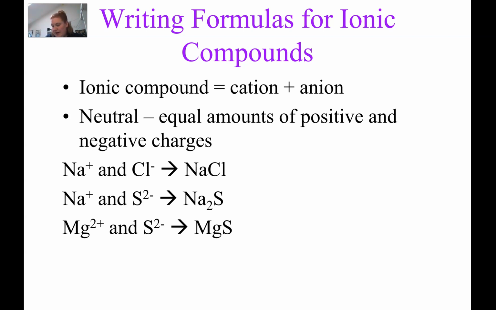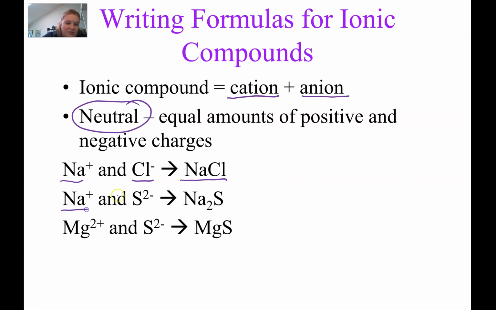So we're going to talk about how to write the formulas, and we're looking at how to write formulas for ionic compounds. The cation always comes first, and the anion always comes second. The goal is to create a neutral compound, and so we want to have an equal amount of positive and negative charge. And sometimes this can be easy to see. So our sodium is a 1+, our chlorine is a 1-. We put them together, we get NaCl. It's neutral because we have 1 positive, 1 negative.